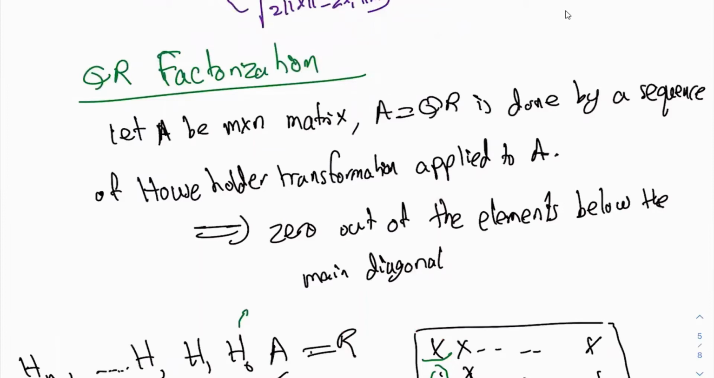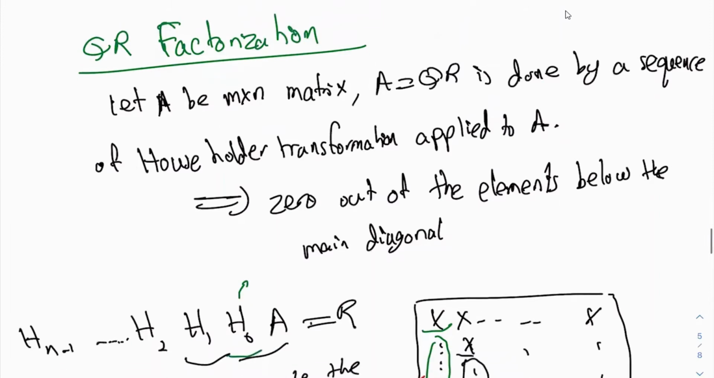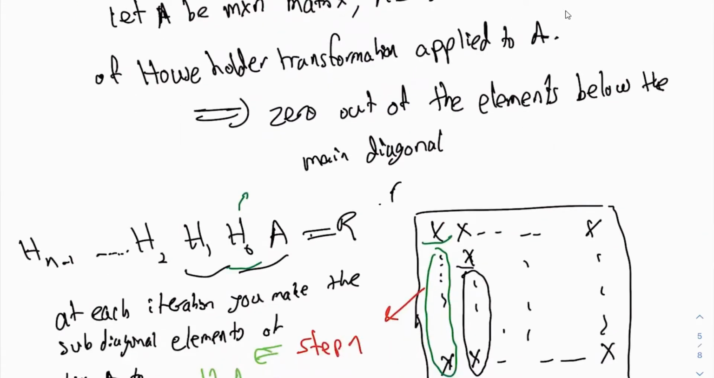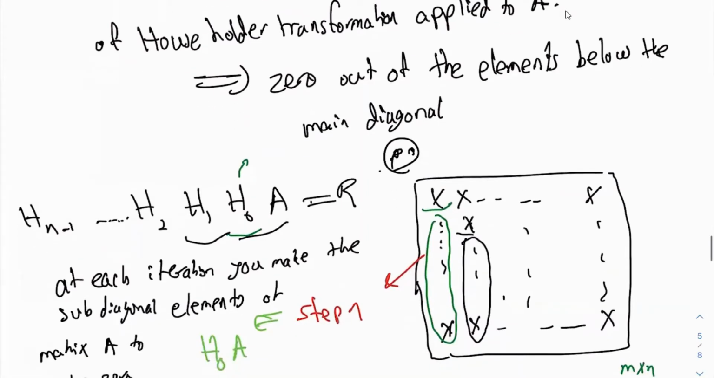We are trying to apply a sequence of Householder transformations on matrix A to make it an upper triangular matrix, or as I have here in this equation, I will show it by a star. Each of these H0, H1, H2, all the way to Hn minus 1, is a Householder transformation. The resulting matrix R is the upper triangular matrix, so the goal is to make the subdiagonal elements of matrix A be 0.